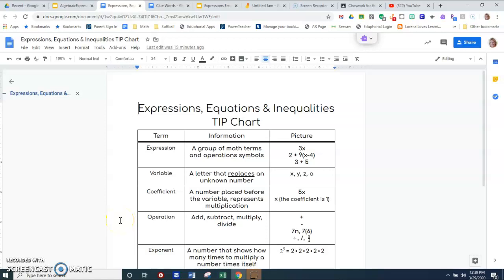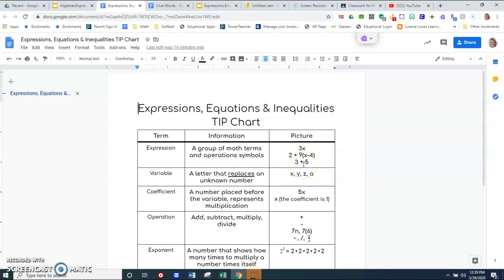Okay, so you just did an assignment about operations and the words that represent those operations. So we're going to take this a step further and go back and review expressions. Remember, an expression is just a group of math terms and operation symbols. So that could be 3 times x, 2 plus 9 times x minus 4, or just 3 plus 5.